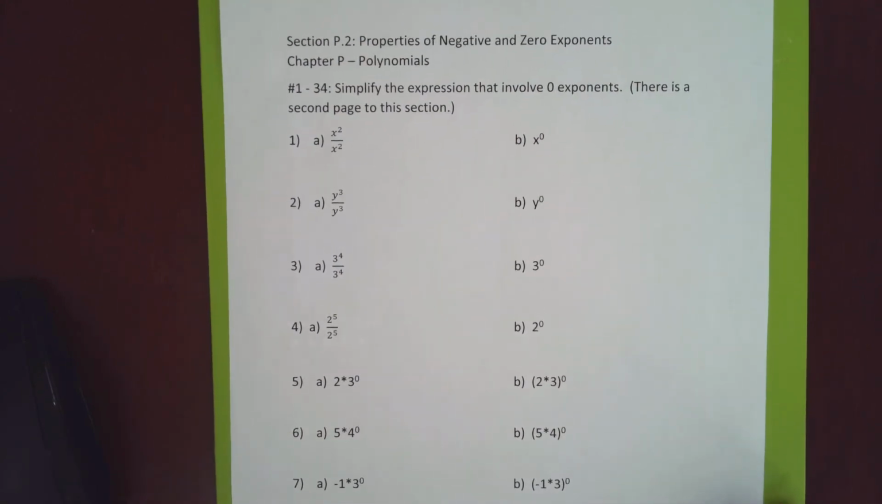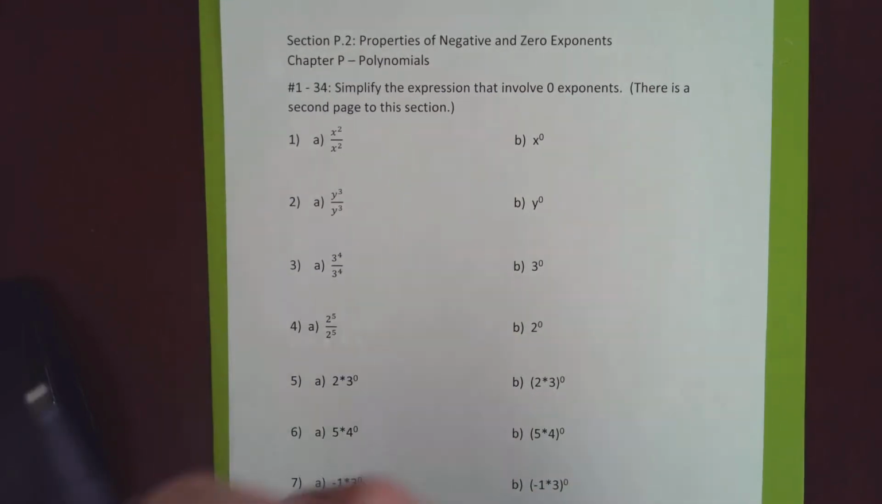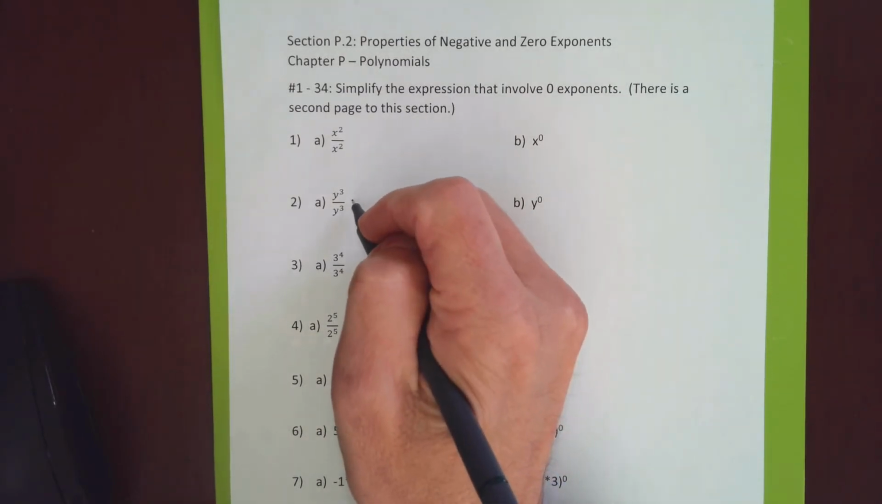So this is section P.2, which is a little bit harder than section P.1. The big concepts in this section are zero exponents, which are easy but tricky, and negative exponents, which are just tricky. And the first few problems I wrote are just to help you understand where zero exponents can come from. And I'll just start with number 2a.